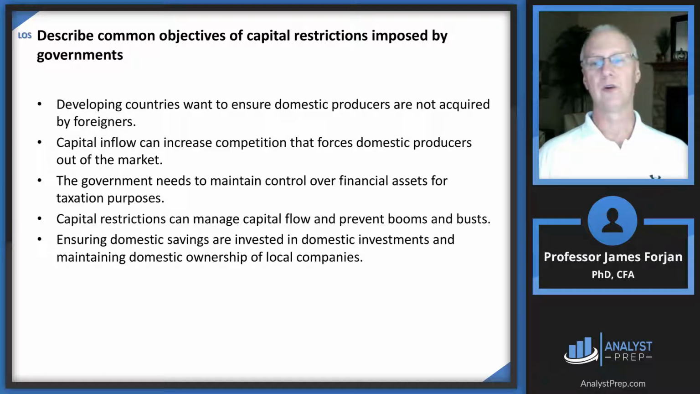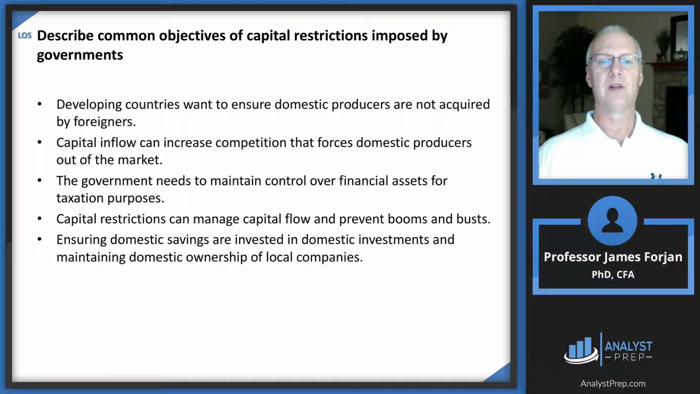Capital inflow can increase competition. Governments try to maintain control so that they know who owns the assets, and then they can make sure that the tax revenues are generated. Oh boy, these capital restrictions, the attempt is to manage capital flow so that the business cycle does not have the big highs and lows, the big booms and busts.